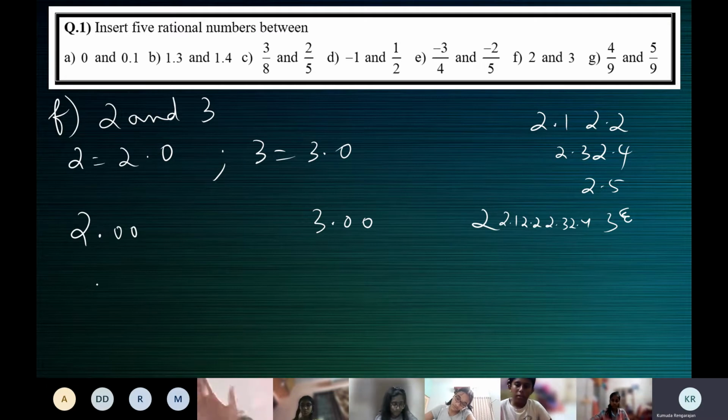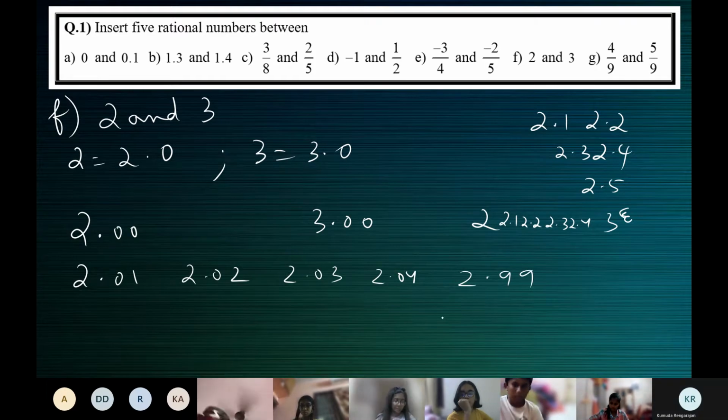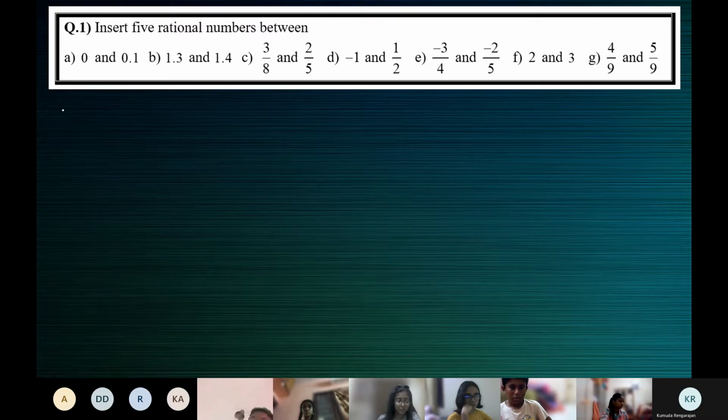There are infinitely many rationals lying between any two rationals. So 2.01, 2.02, 2.03, 2.04, like that you can go on till 2.99. It should be lying between 2 and 3.